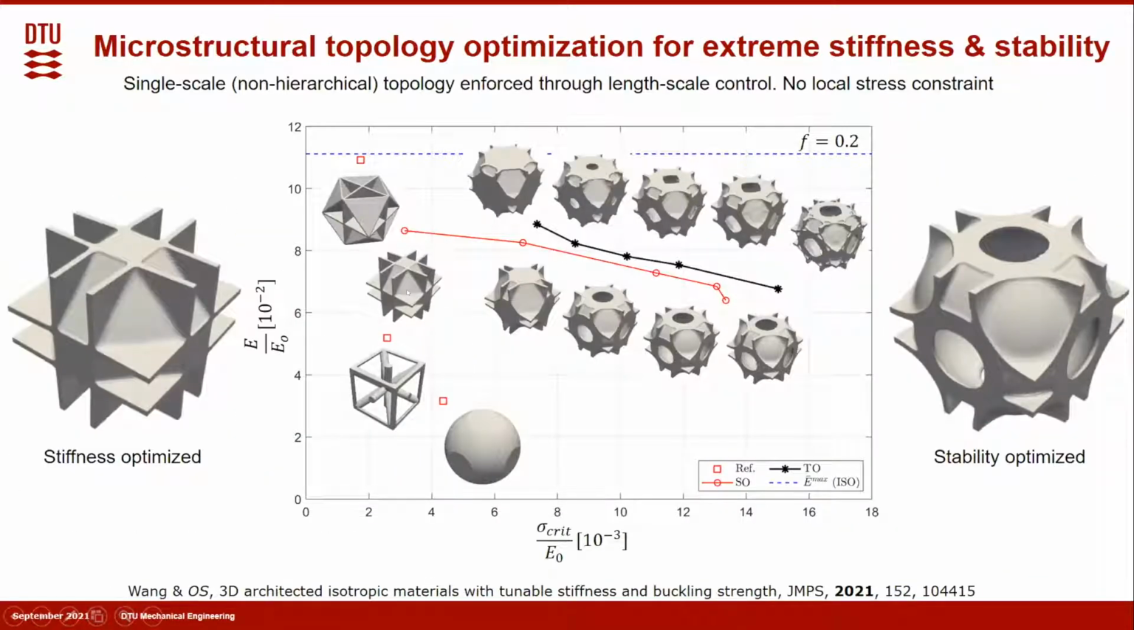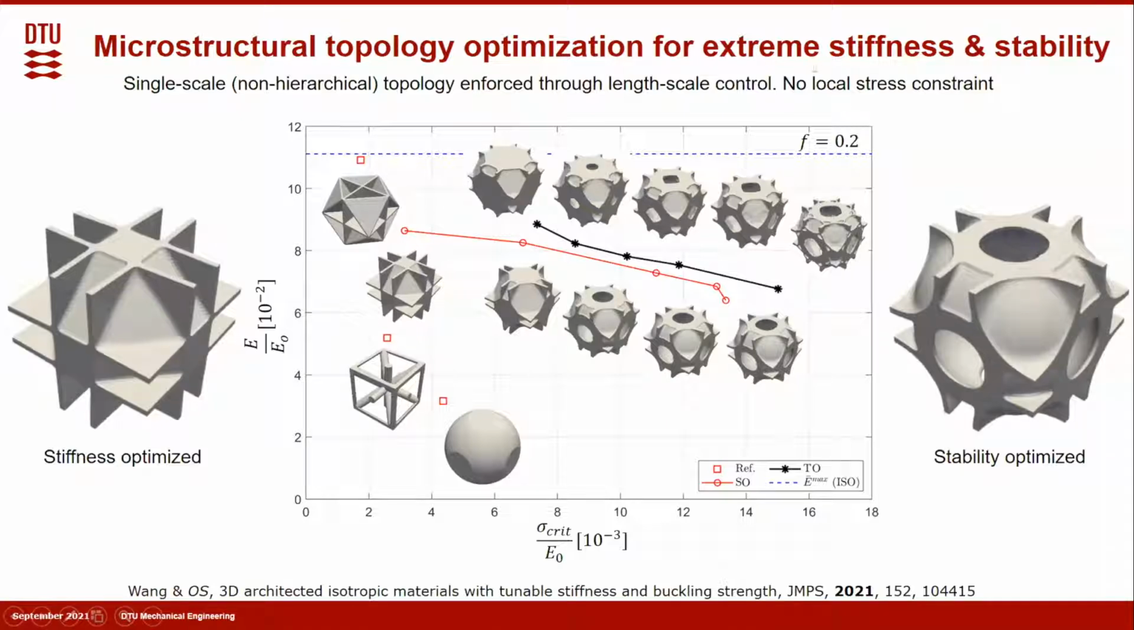We also use topology optimization to design microstructures for extreme stiffness and stability. Here we focus on designing single length scale, isotropic microstructures. The length scale is imposed using length scale controls. We don't consider stress constraints. The first row shows the topology optimized microstructures. Here is for a volume fraction of 20%.